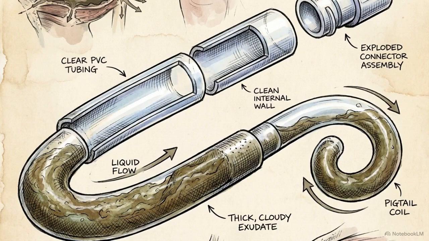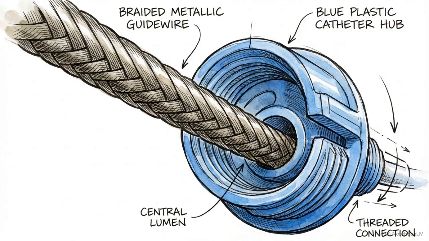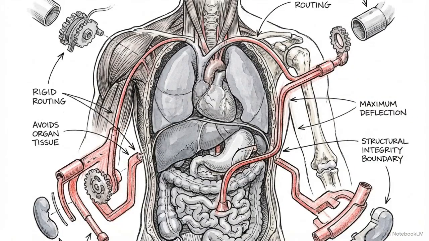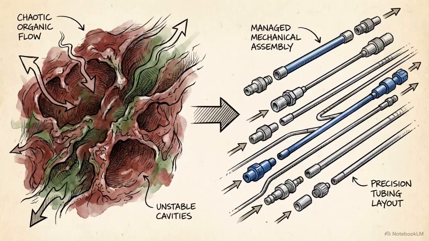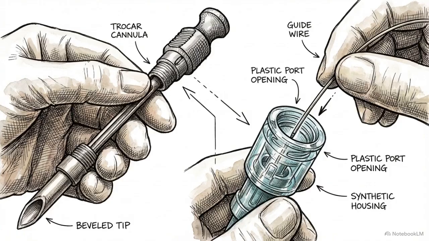Successfully clearing a collection requires precise catheter mechanics, rigid anatomical routing constraints, and algorithmic troubleshooting after placement. Treating an abscess means taking a chaotic, life-threatening biological crisis and forcing it into a predictable, manageable mechanical process. The first step in the algorithm is gaining mechanical access to the collection.